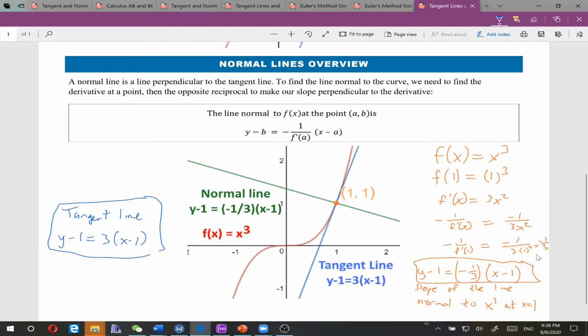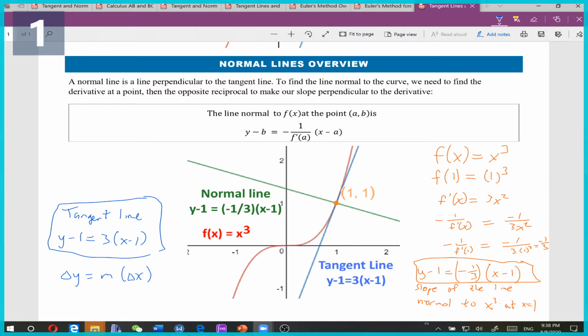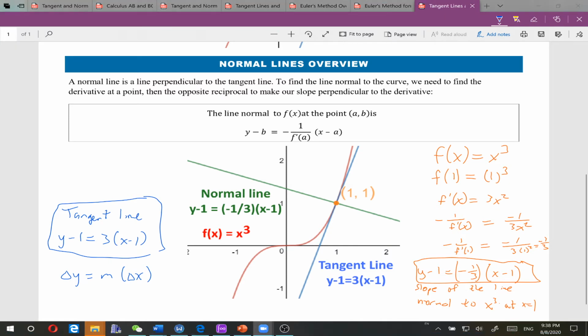For Kelly, just lost Niall. Okay, for Kelly, this is change in y equals slope times change in x for point slope form. Okay, Kyle, I see you. What's up? Mr. Brandon, I don't think your screen is shared. Oh, okay. Thank you. Okay, can you see now? Yes. Awesome.